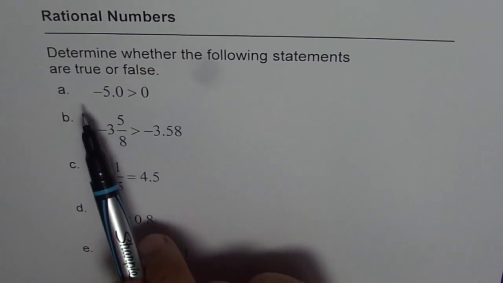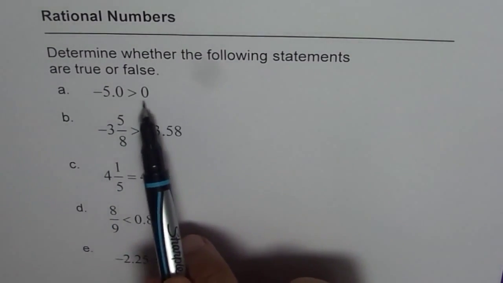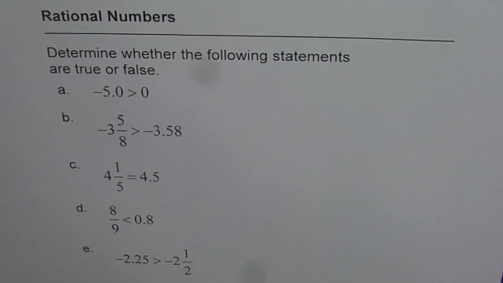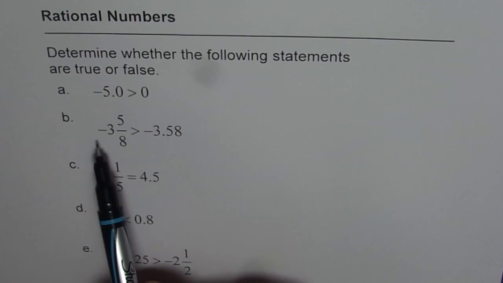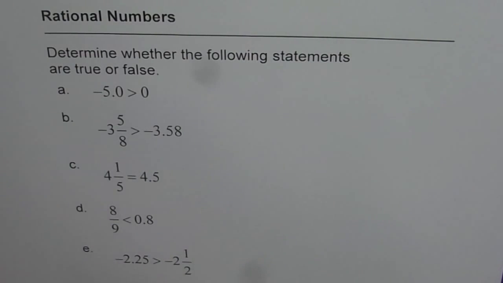The first one is minus 5.0 is greater than 0. Is it true or false? Then we have minus 3 5/8 greater than minus 3.58. 4 1/5 equals 4.5. 8/9 is less than 0.8, and minus 2.25 is greater than minus 2.5.